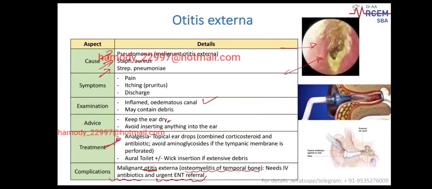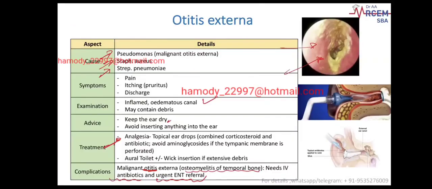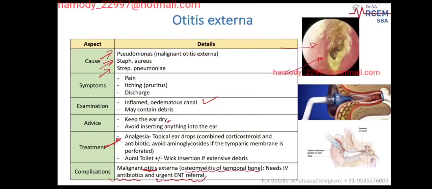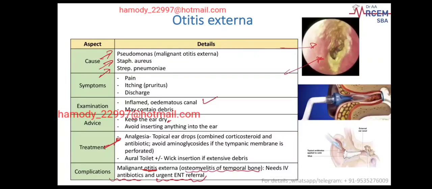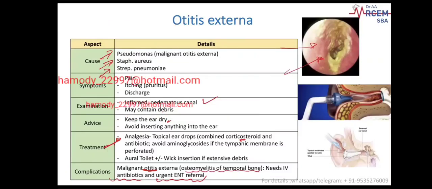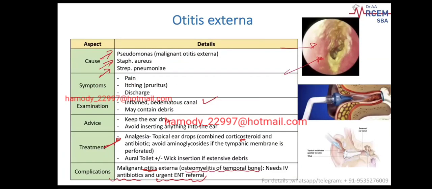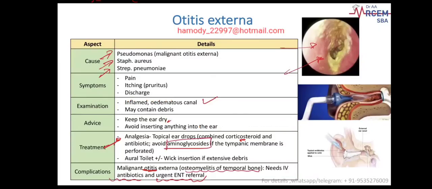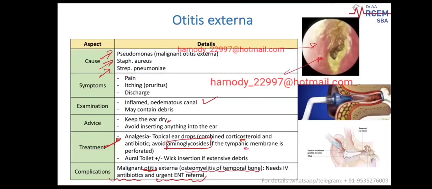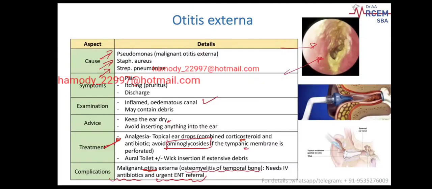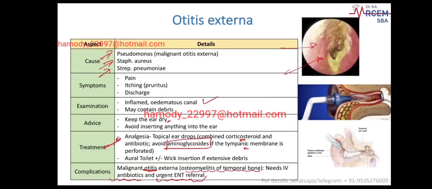Analgesia. They are having pain, so topical ear drops with NSAIDs are available, and you can usually use them. The preferred ones, along with analgesia, also contain an antibiotic, and they can be combined with a steroid. But be careful with aminoglycosides. Do not use aminoglycosides if there is a perforation of the tympanic membrane. So before prescribing topical ear drops, you need to visualize the tympanic membrane and make sure there is no perforation.